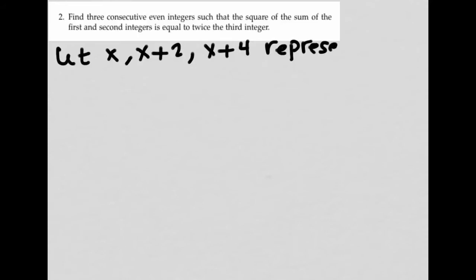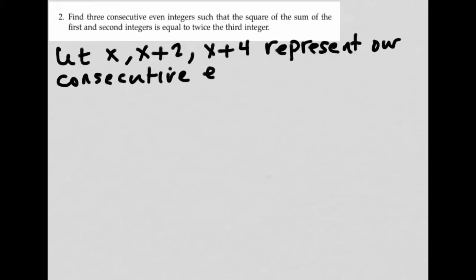So just like odd integers, any two consecutive even integers must differ by 2. So if we're talking about three consecutive even integers, let's represent them by x, x plus 2, and x plus 4.